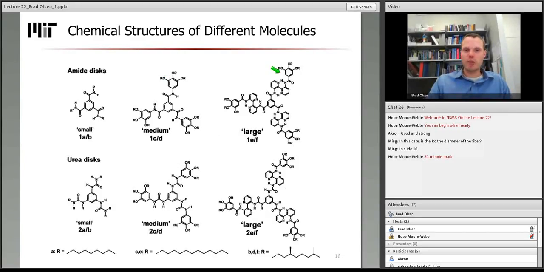And so this allows you to really systematically tune the structural parameters of the system, changing the side block, building out the core block in order to change the size of the disc, and changing the chemistry you use in order to change some of the interactions between discs, potentially providing you a lot of tunability and customizability in the way you design these molecules and material systems.